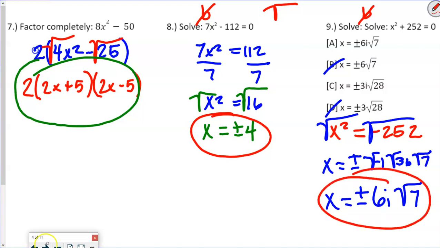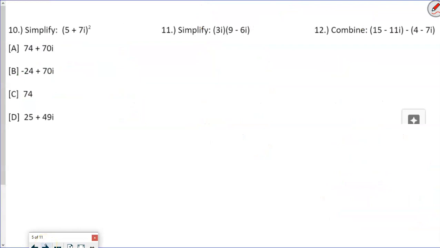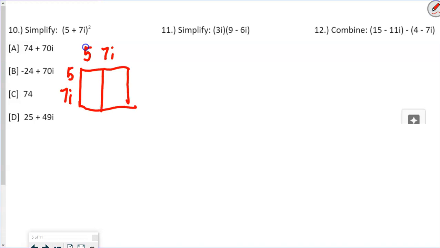Okay? All right. Number 10 says simplify. So there's a couple ways we could do this. We could do this with a special pattern, or we could do it with box, okay? So I'm just going to do it with box just because I don't like making errors. So I'm going to do 5 and 7i with my box method here because, again, it ensures that I make no errors.